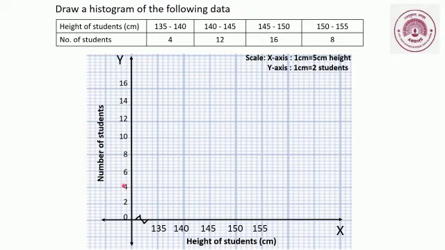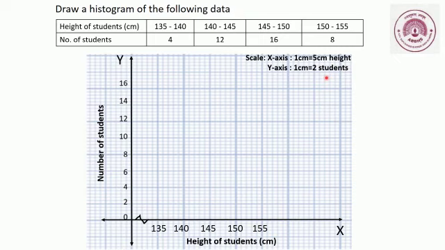Observe the class intervals 135 to 140 and 140 to 145 and so on. So here class width is 5. So now we have to choose an appropriate scale for x-axis and y-axis. Since the class width is 5, on x-axis we take 1 centimeter is equal to 5 centimeter height. And observe the frequencies 4, 12, 16 and 8. They range from 4 to 16. So if we take on y-axis 1 centimeter is equal to 2 students, it should be ideal.